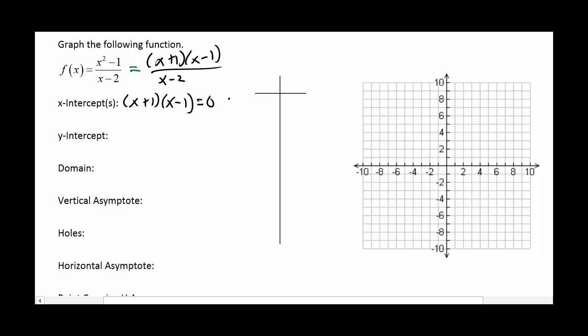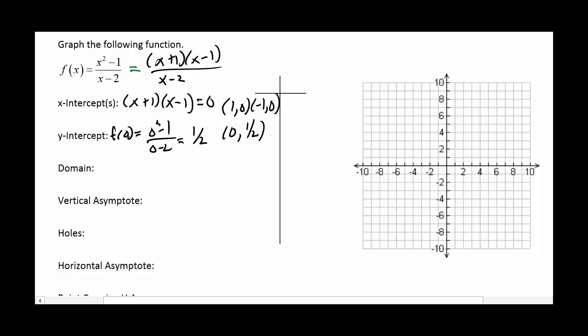So that means it crosses at (1, 0) and (-1, 0). Y-intercept, so f(0). I'm going to plug that into the original one since factored form doesn't really help evaluate that, but hopefully you'll see some shortcuts here. So 0 squared minus 1, over 0 minus 2, so I get positive 1/2. Okay, so (0, 1/2) is where it crosses.